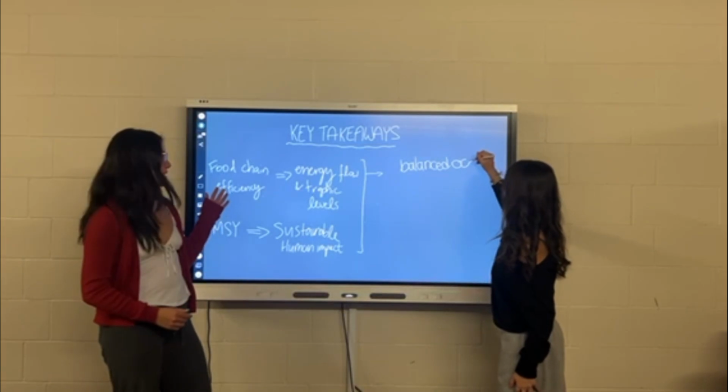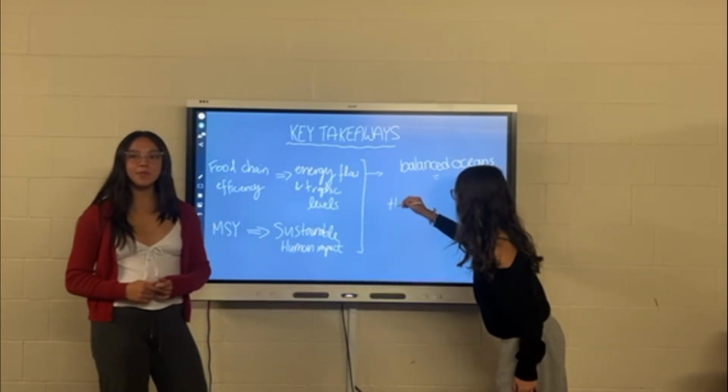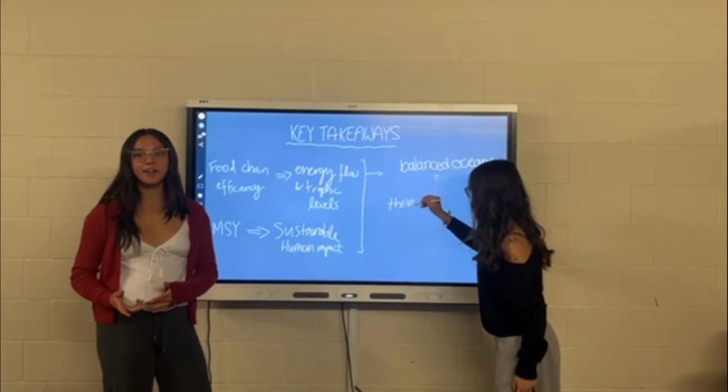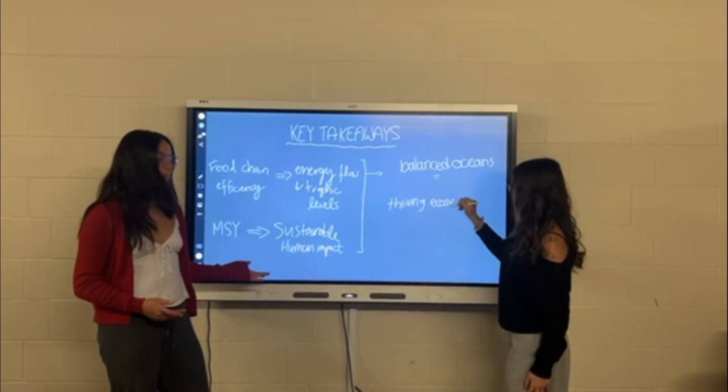When we combine both concepts, the picture becomes clear. Food chain efficiency shows how energy flows up the food web and why predators are so few, while maximum sustainable yield shows how humans can harvest without breaking that flow.